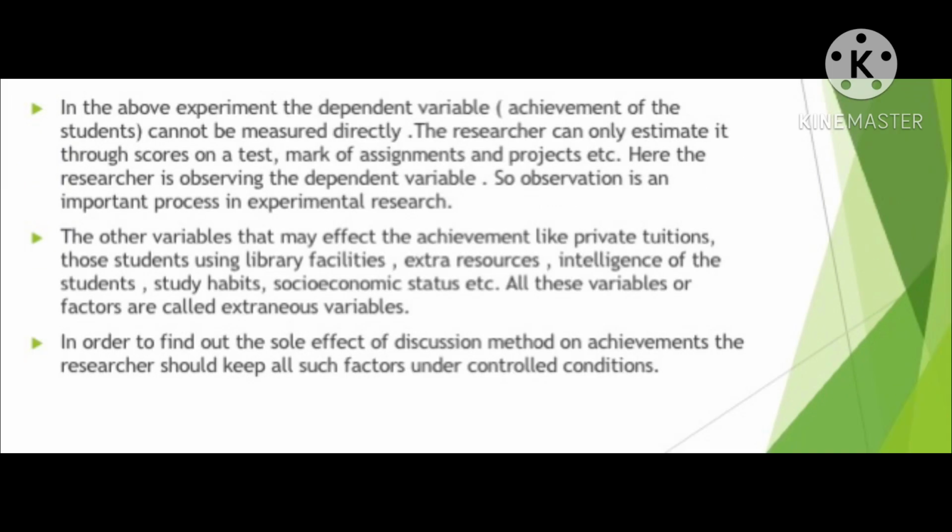In this experiment, the researcher cannot measure the achievement of the students directly. The researcher can only estimate it through scores on the test or marks of the assignments and projects, etc. Here the researcher is observing the dependent variable. So observation is an important process in experimental research.